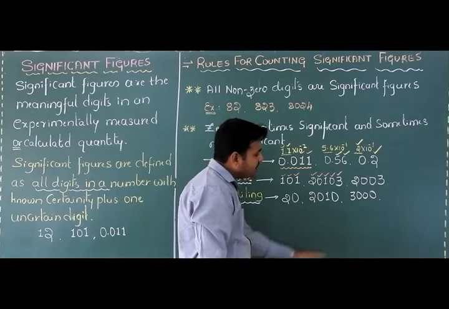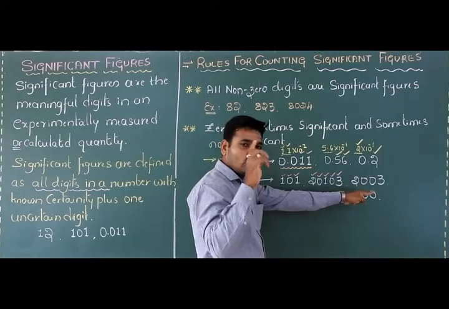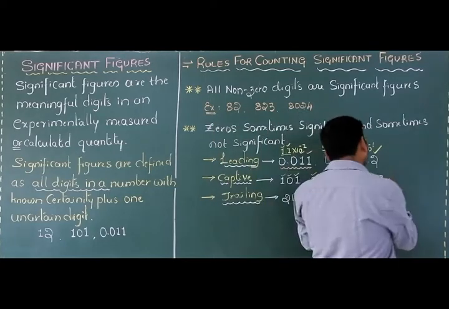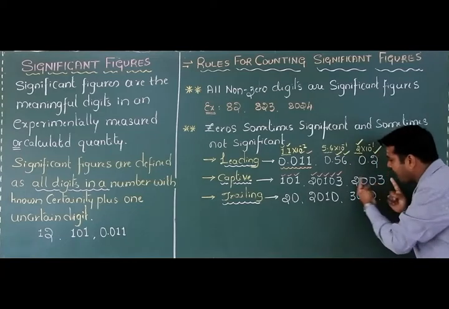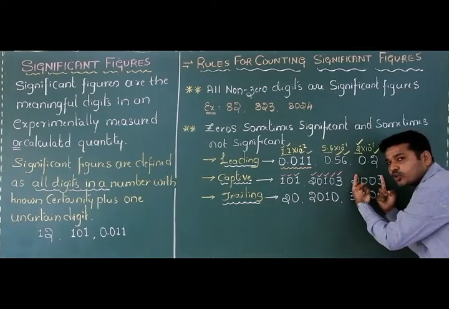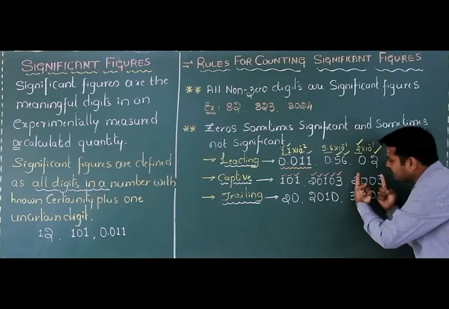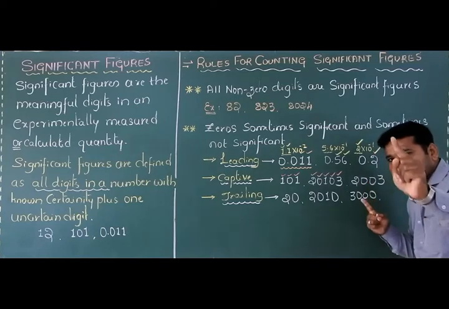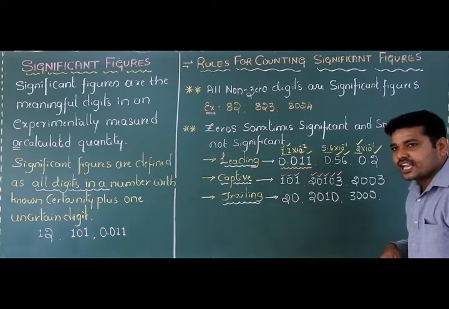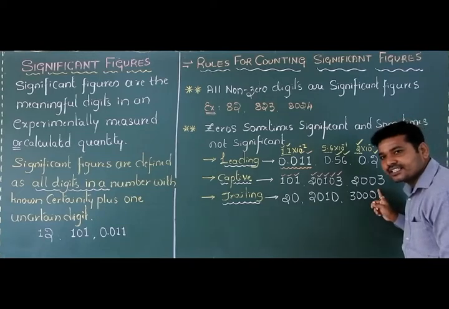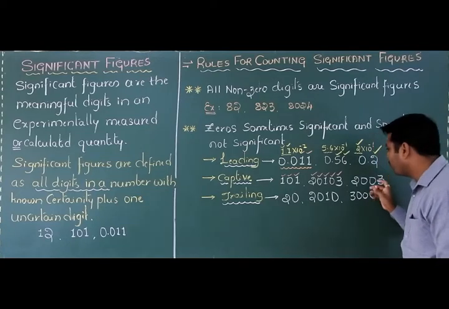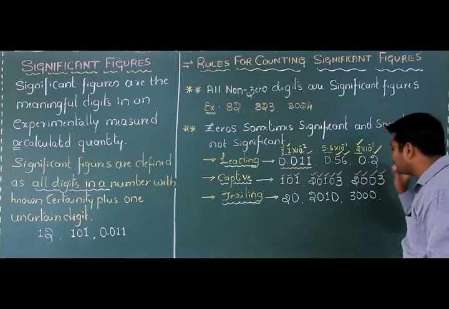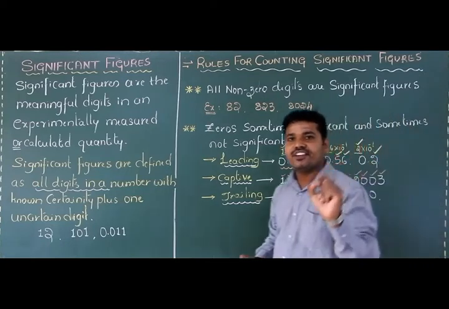Similarly, the third example is 2003. In this given number also we have two zeros, and both the zeros are present between the two non-zero digits, and both the zeros are counted as significant figures, students. Now tell me, how many significant figures are present in this given number? Yes, 4 significant figures. 1, 2, 3, 4. So this number has 4 significant figures in it.